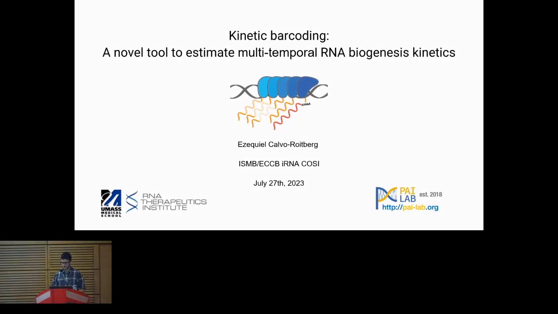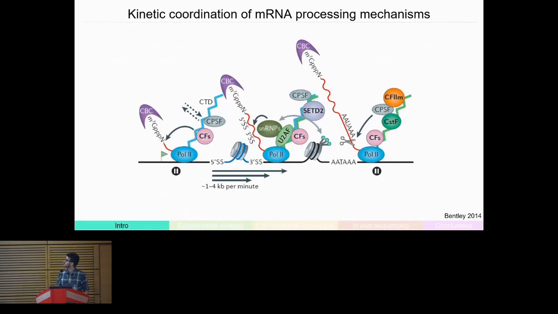I'm pretty sure everyone in this audience knows how complex and multi-regulated RNA biogenesis is, and the different events need to happen in a coordinated way in order for a new molecule to be made. Over the years, we learned a lot about these processes and how they can affect things like gene expression, but we still have some things to learn about the underlying coordination between them.